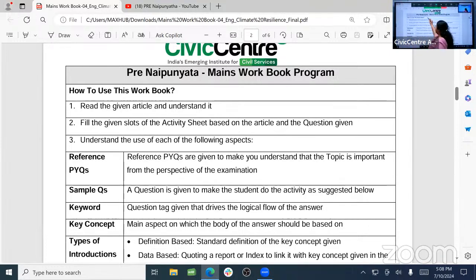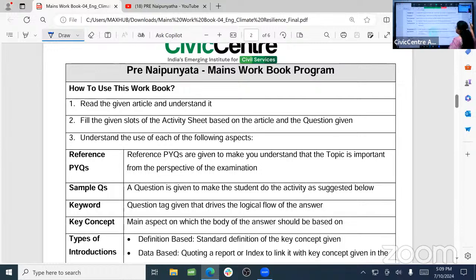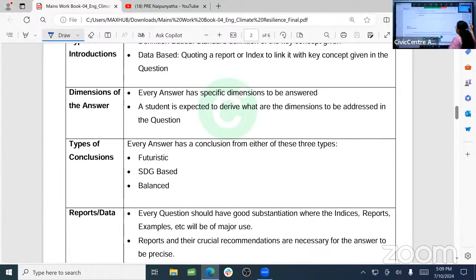Now, first, how to use this workbook? First, we will give you a newspaper article that you will have to read, and then understand the article completely. Based on the newspaper article, we will provide you with the PYQs that were asked on the article or the key concept given in the article. We will also give you one sample question for you to write based on the article.